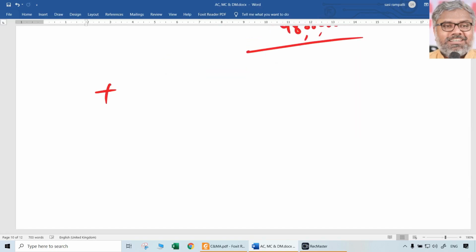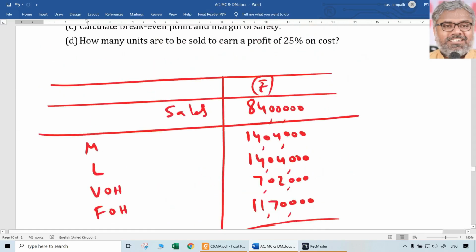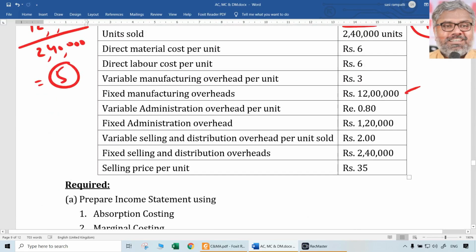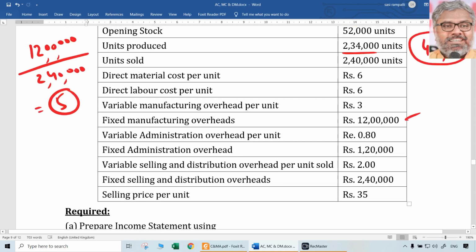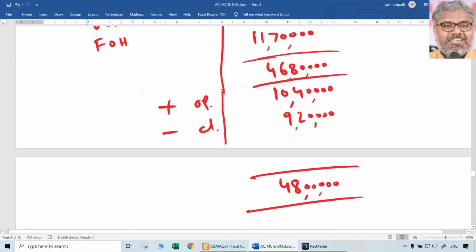Then you have to do this adjustment for all the other costs, like variable administration cost and fixed administration cost, variable selling and distribution overhead cost per unit, and fixed selling and distribution overhead cost. All of these things have to be added. So administration cost per unit is how much? Variable 0.8 into 2,34,000 only, because that is the number of units actually produced. So variable administration overhead per unit 0.8 into 2,34,000 is 187,200. Add that.